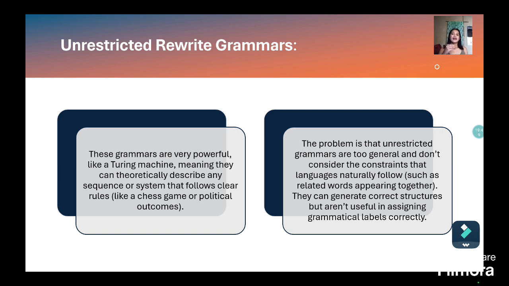So that's my report on rewrite grammars. To sum it up, rewrite grammar generates sentences by using rules that replace symbols with words or other symbols step by step. It allows for complex structures by applying these rules repeatedly, often visualized through tree diagrams. Unlike simpler models, rewrite grammar can handle nested and recursive language patterns, making it more suitable for natural language.